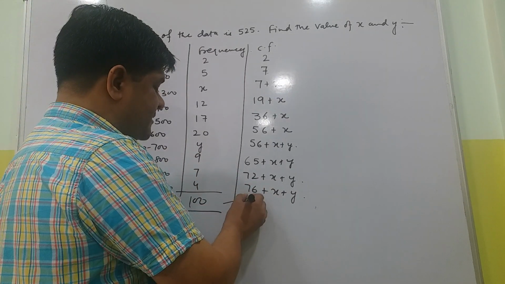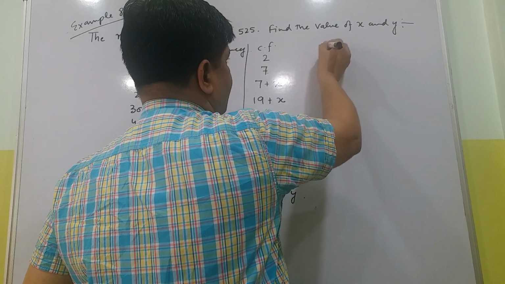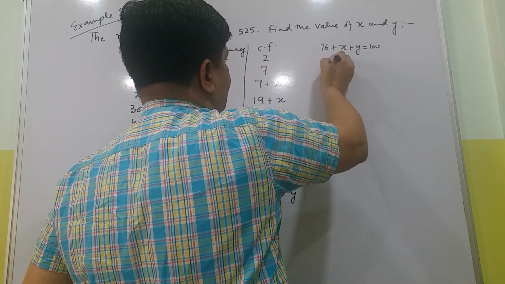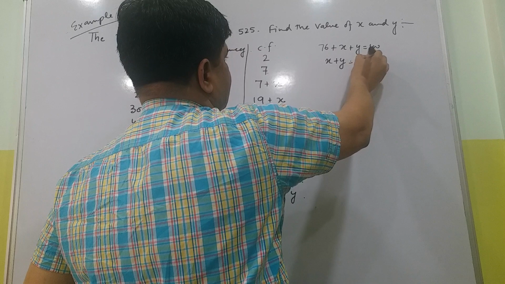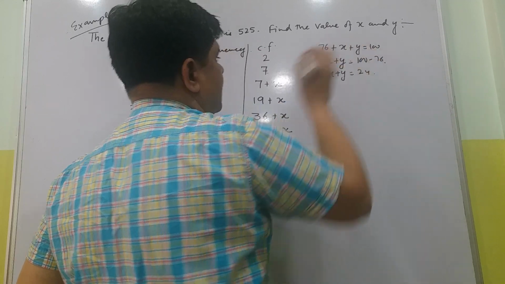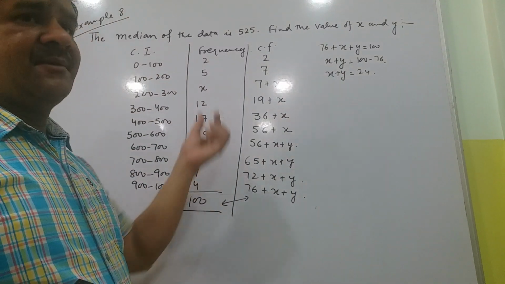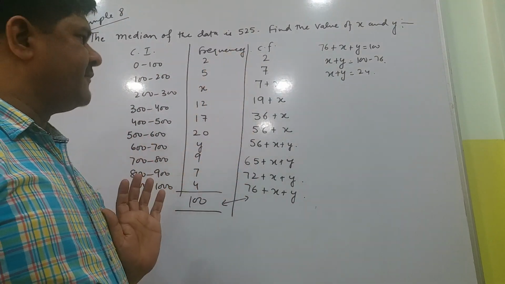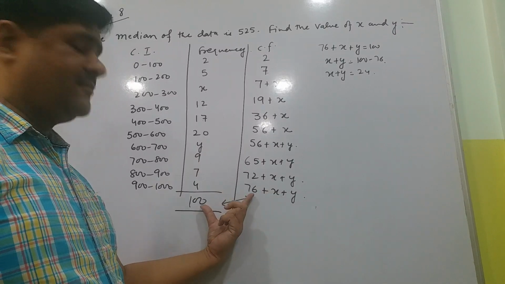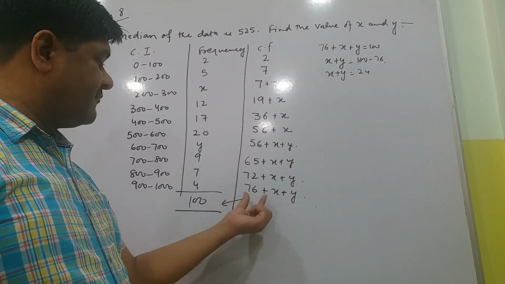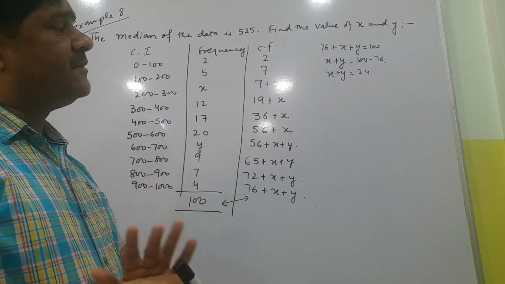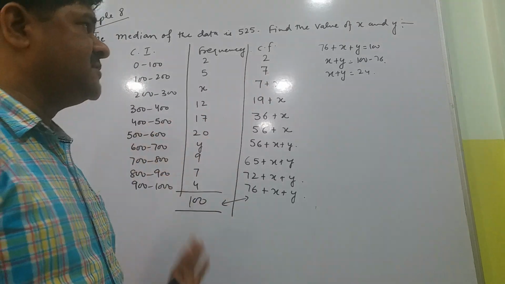Because this sum is always the same, 76 plus x plus y equals 100. So x plus y comes out to be 24. Right? So first we calculated cumulative frequency, then we made this sum, and this total is always the same. That is why I made this equal to this. So I have got x plus y equal to 24. This is the first equation.